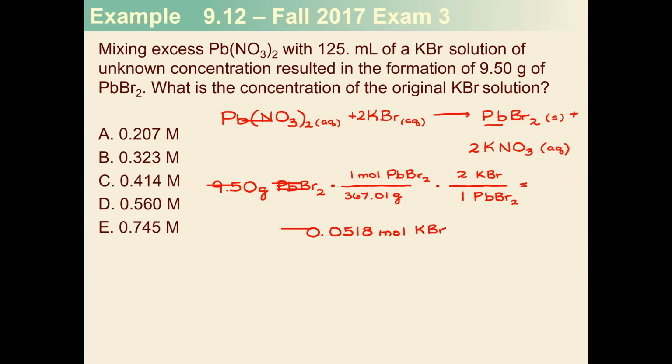So now that I have moles, how do I go and get concentration? Well, it's actually very easy. We are going to divide by our volume. So now what I can do is divide by my original volume of my KBr, which is 125 milliliters, but now I need to go to liters, so that way I will have concentration of moles per liter. And if I go and do this math, you will find out that I get a value of 0.414 molar potassium bromide.